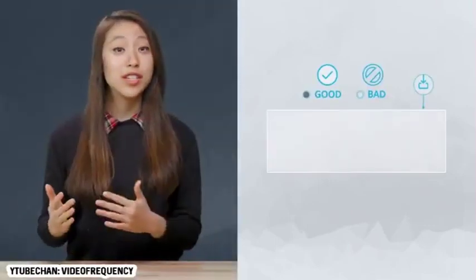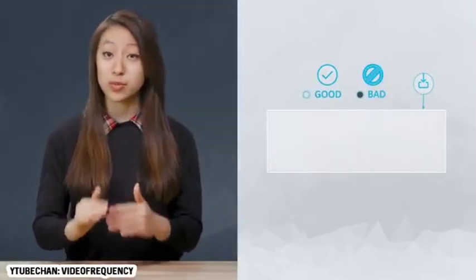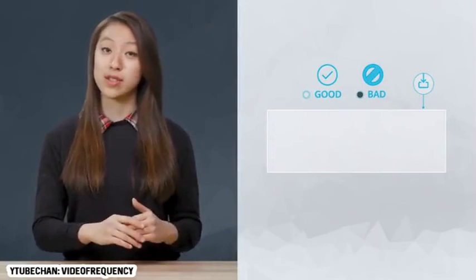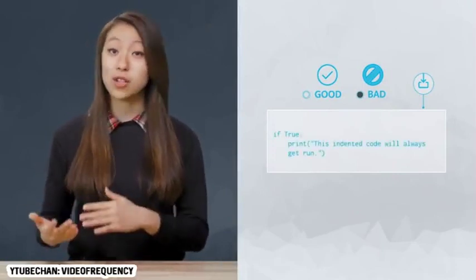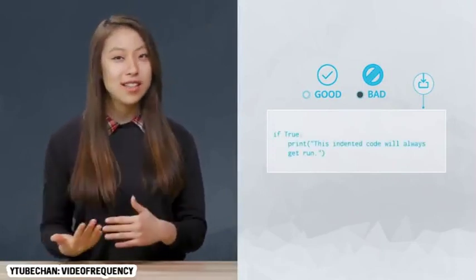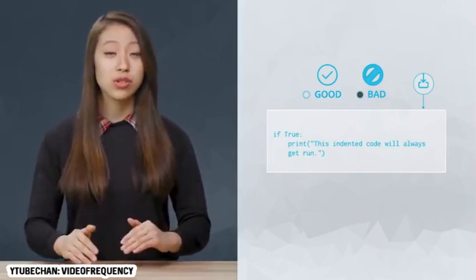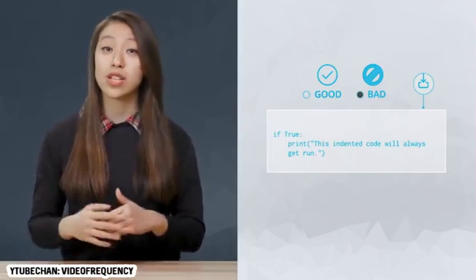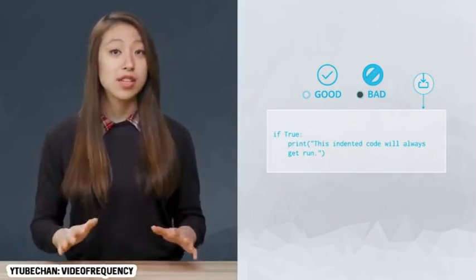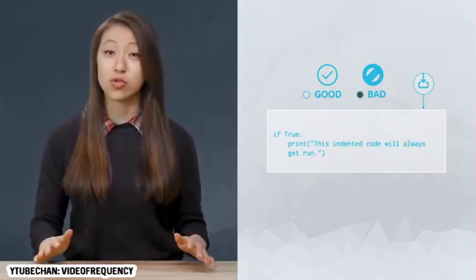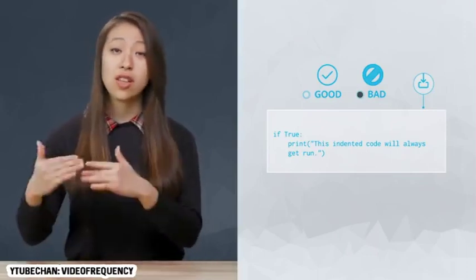We'll go over some good and bad examples of Boolean expressions used in if statements. While true is a valid Boolean expression, it's not exactly useful as a condition, as it always evaluates to true. So the indented code will always get run. Similarly, if false is not a condition you should run either. The condition in the if statement would never occur.